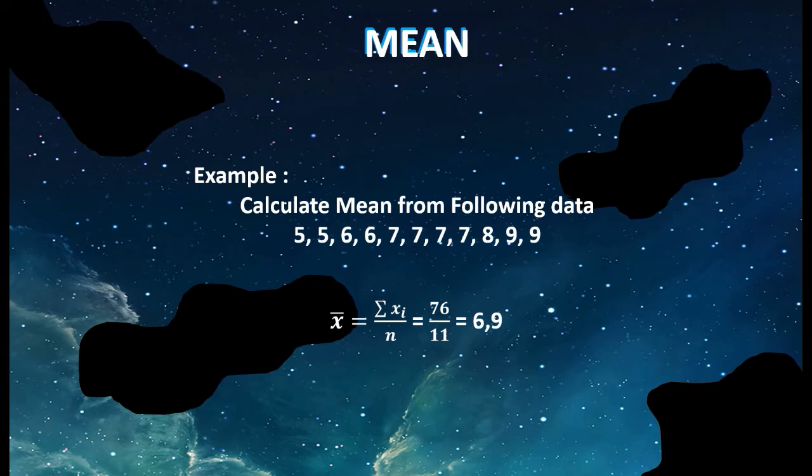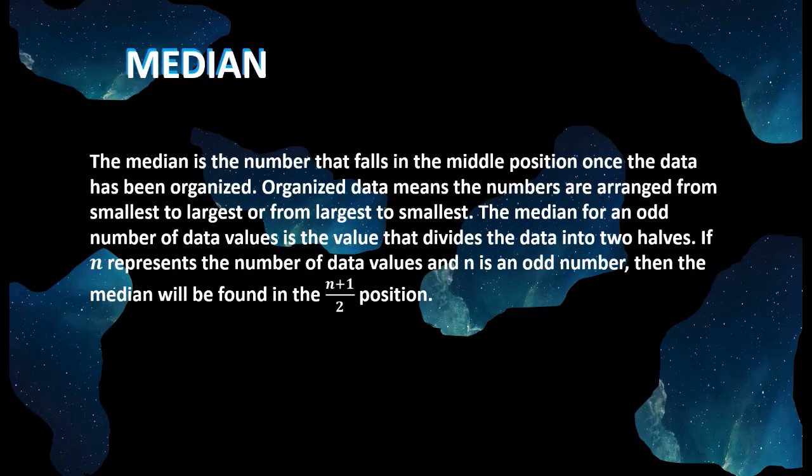And then the second one we have is median. The median is the number that falls in the middle position once the data has been organized. Organized data means the numbers are arranged from the smallest to the largest, or from the largest to the smallest. The median for an odd number of data values is the value that divides the data into two halves.